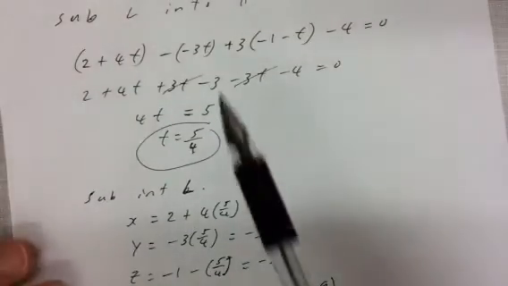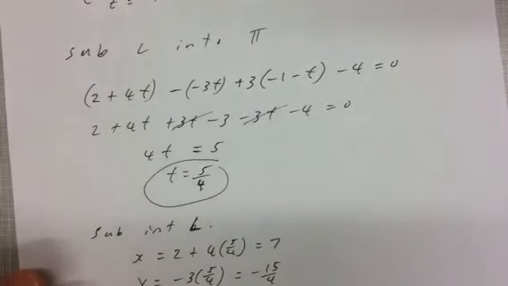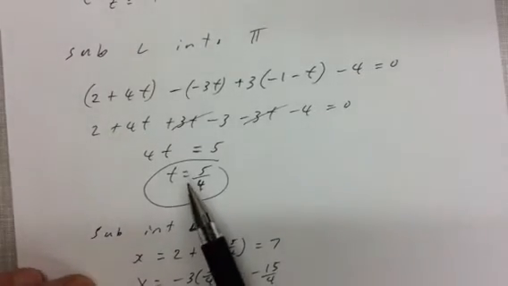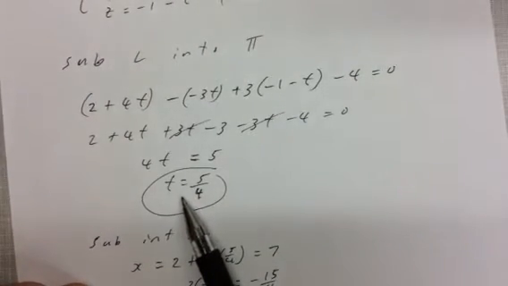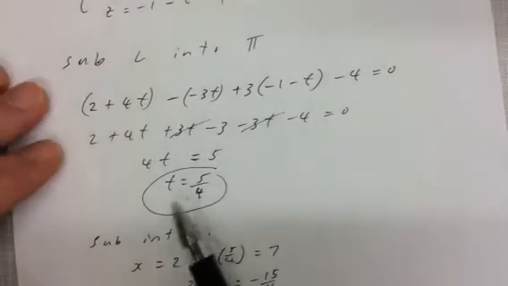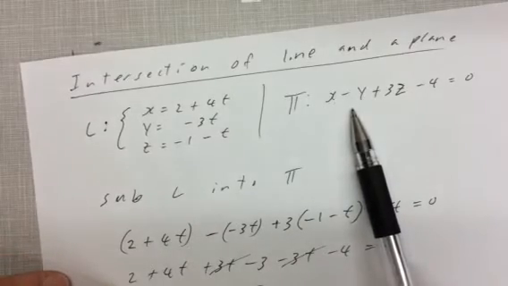Now, what happens when you solve this in a situation where the line doesn't intersect with the plane? Well, if the line doesn't intersect with the plane, then the line must be parallel to the plane, and you wouldn't get a value for t. You'd probably get something that looks like 0t equals 7. Okay? That would mean the assumption that there is an intersection point is wrong.